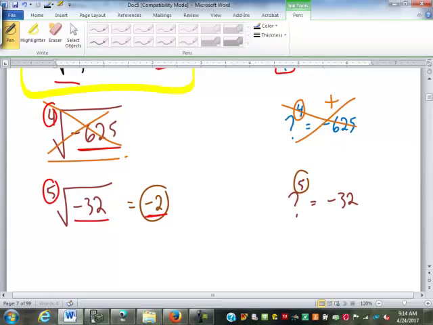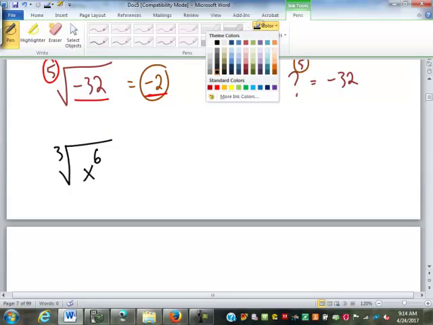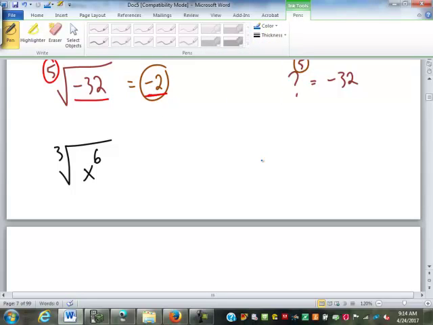Let's look at variables. The third root of x to the sixth is asking us what number to the third power is x to the sixth. Well, I'm assuming I'm going to put x to some sort of a power here. If I knew what number this is, what would I do to it to make it to the third power? I would multiply this times the 3, correct? Well, what times 3 makes 6? 2. This has to be x squared.